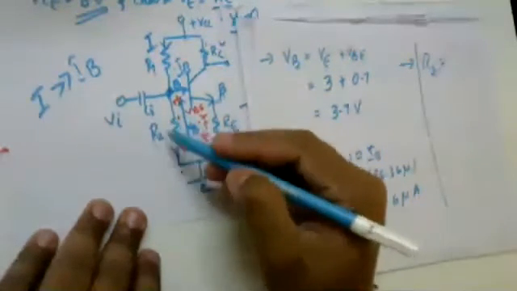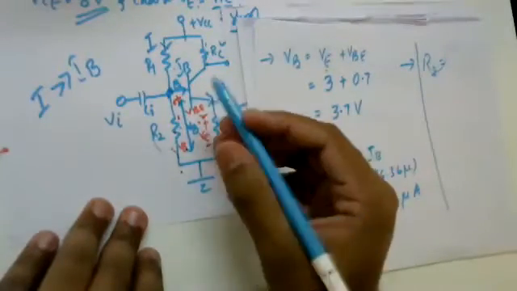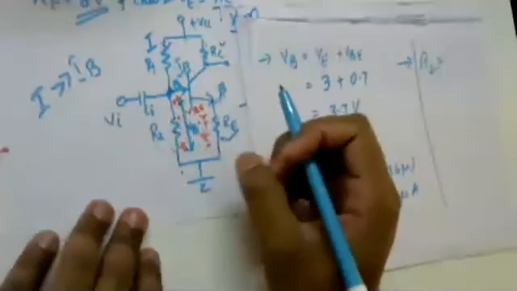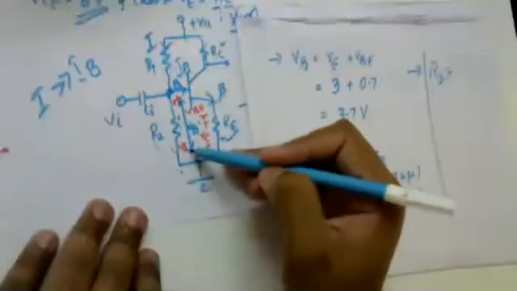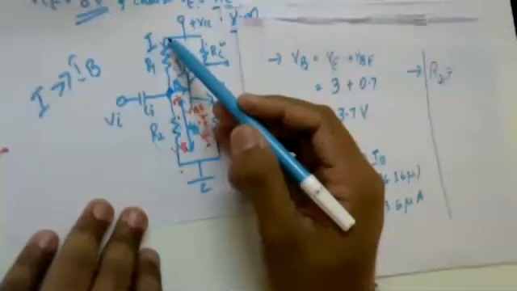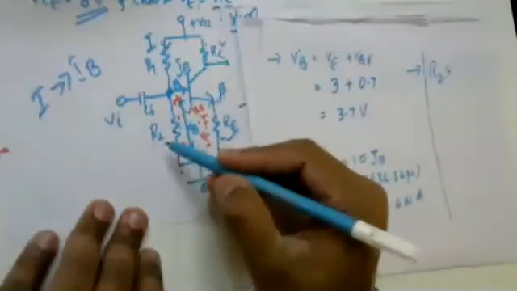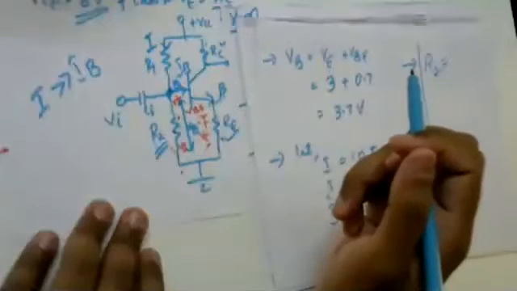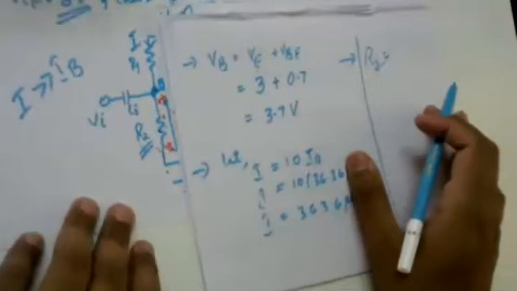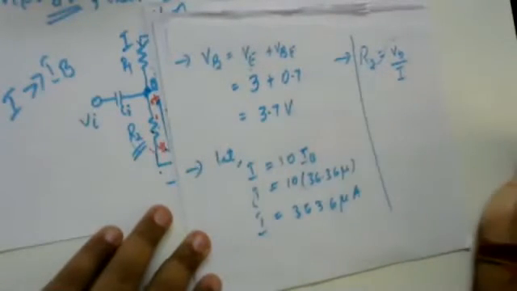So how can I write the equation for R2? Can anyone suggest to me? Answer me in the group chat. How can you write the equation for R2? Simple Ohm's law, nothing beyond that. You know the voltage across that, which is VB. You have selected the value of I in the branch as I. Then what is the equation for R2? The equation for your R2 will be equal to, good Archana, R2 is equal to VB divided by I.